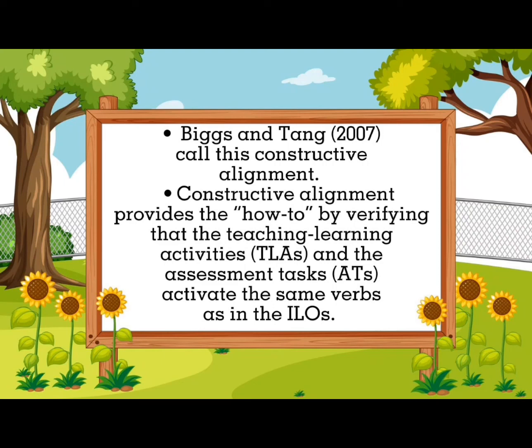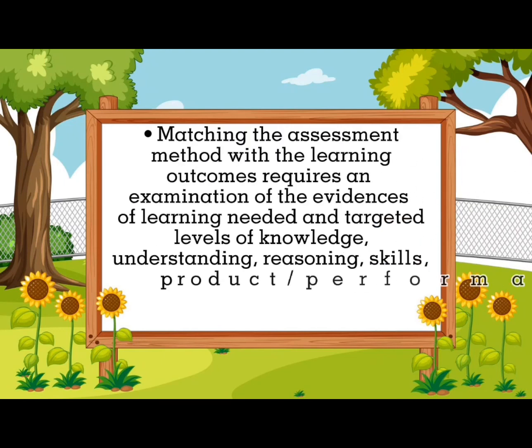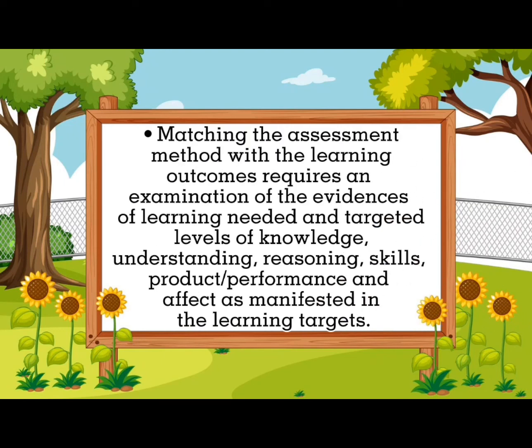The fifth is that constructive alignment provides a way of verifying that the teaching and learning activities, or TLAs, and the assessment tasks activate the same verbs as in the intended learning outcomes. Last is that matching the assessment method with the learning outcomes requires an examination of the evidence of learning needed and target levels of knowledge, understanding, reasoning skills, product performance, and affect as manifested in the learning targets.